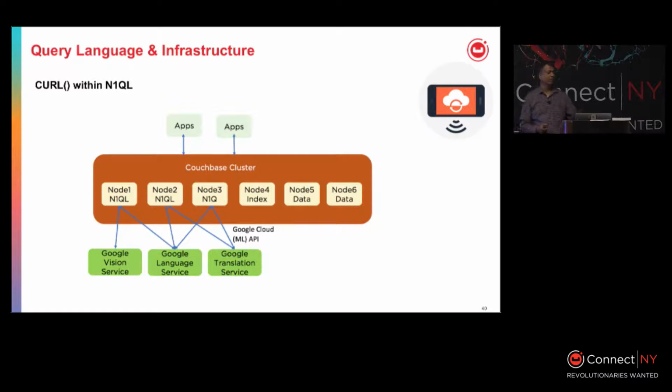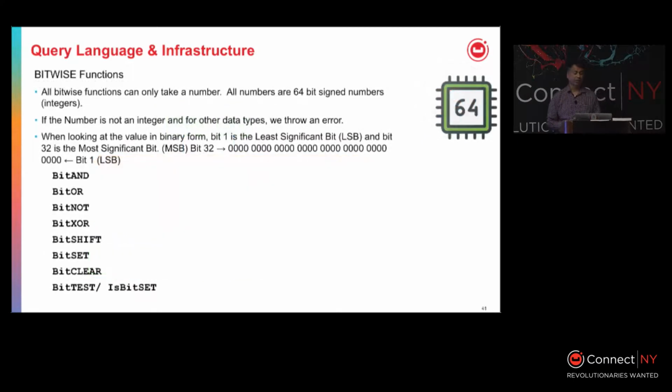So from the apps, you simply issue the curl, and the N1QL service invokes the respective curl. So you do have to enable this curl facility within the query language, because security is paramount. It's turned off by default. You can enable it only for certain sites. All that you have to do is grant the permission to the user. So security is taken care of very well.